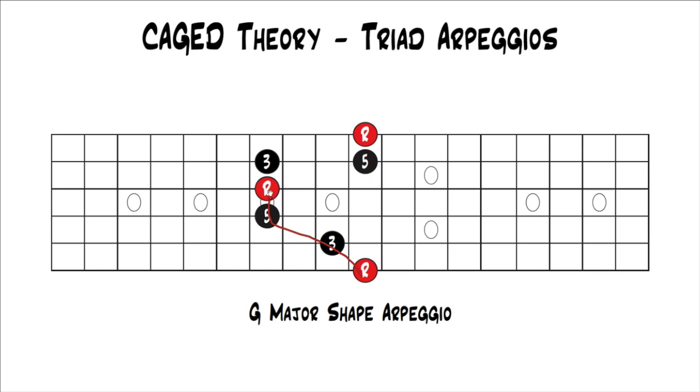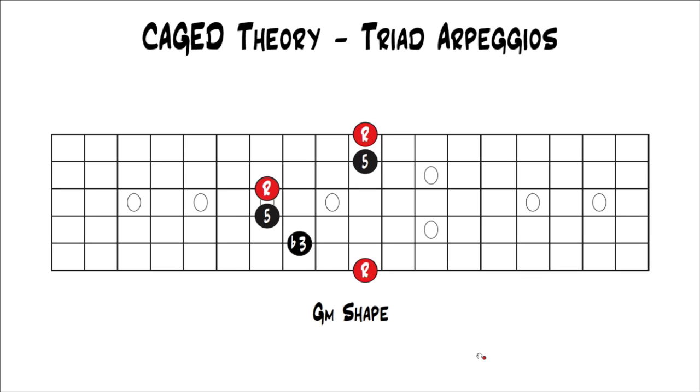And then you can go root 3 5, root 3 5, root, and then back down all the way, and the lowest note would be your root note that you end on. So that's one of the easier ones to visualize for making it an arpeggio because you're only adding that one note in. And the same thing for the G minor shape.